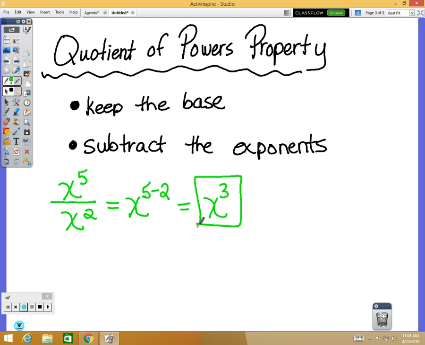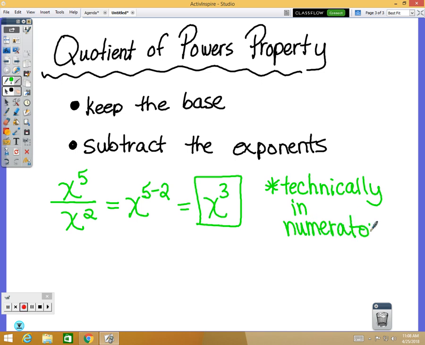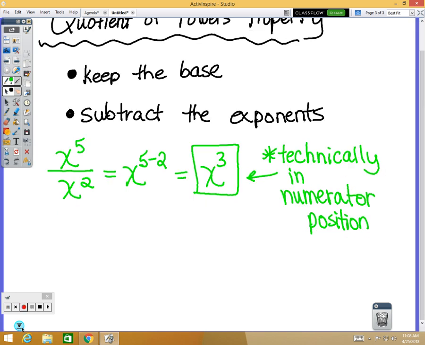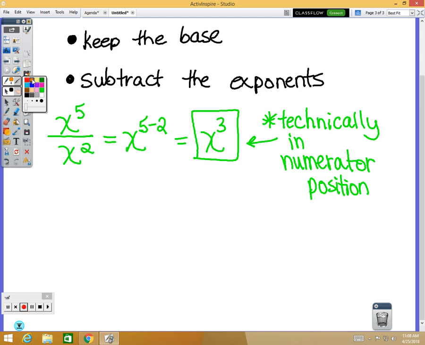Technically, that is in the numerator position, but we don't need to write it anymore as a fraction. What we're doing here is simplifying anyway, but we know anytime we have a base or just a number, if we wanted to write it as a fraction, we'd put it over 1. Okay? So technically, this is in the numerator. That will become important later. So x to the 3rd over 1. But again, we don't want to write it like that because that is not simplified. So this works the same way even if your base is a number. So if we had 6 to the 12th power over 6 to the 8th power, what would your answer be here?